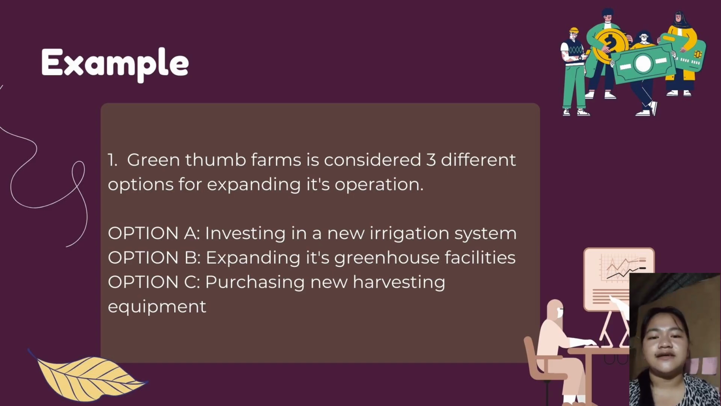So in calculating our profitability index, we have 2 different examples. Example number 1: Green Thumb Farm is considering 3 different options for expanding its operation. Option A, investing in a new irrigation system. Option B, expanding its greenhouse facilities. Option C, purchasing new harvesting equipment.